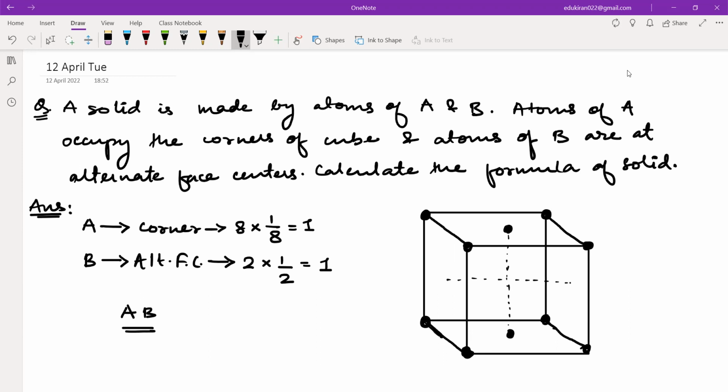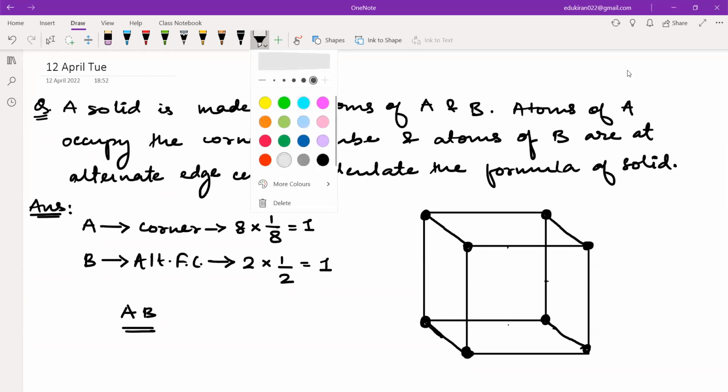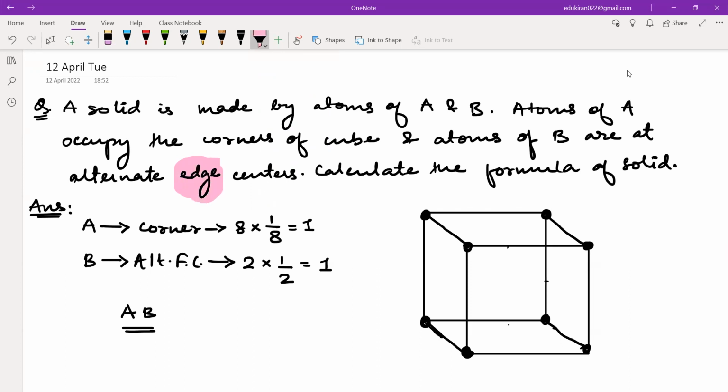No. Okay, now same question. Everything is going to be the same. You just have to change this face center to edge centers. Okay, alternate edge centers. So again, you will choose one edge, and then you will look at how many are adjacent to that, and then you will choose the ones which are not adjacent, the alternate ones. So now the question is the same question but with edge centers. This is the only change, for those who are not attentive. This is a change from the previous question.